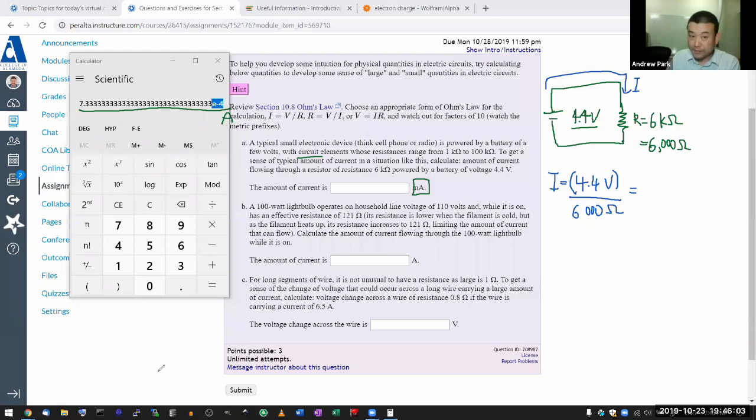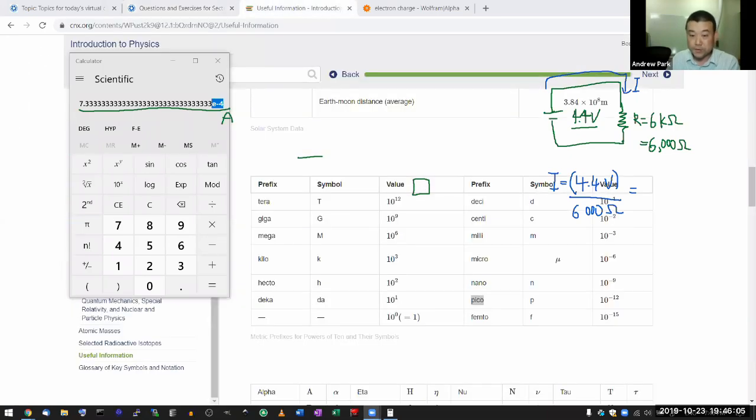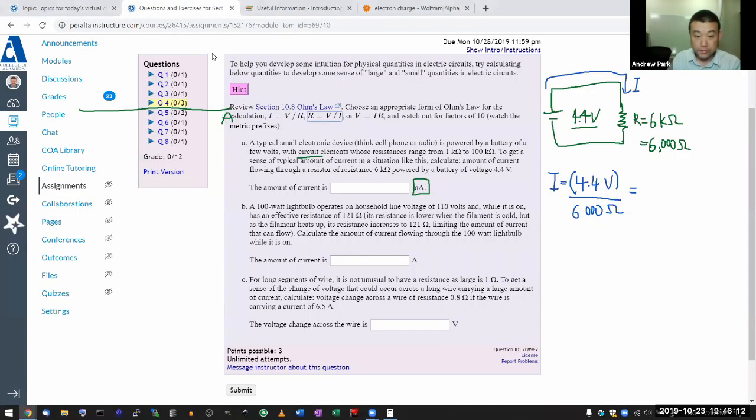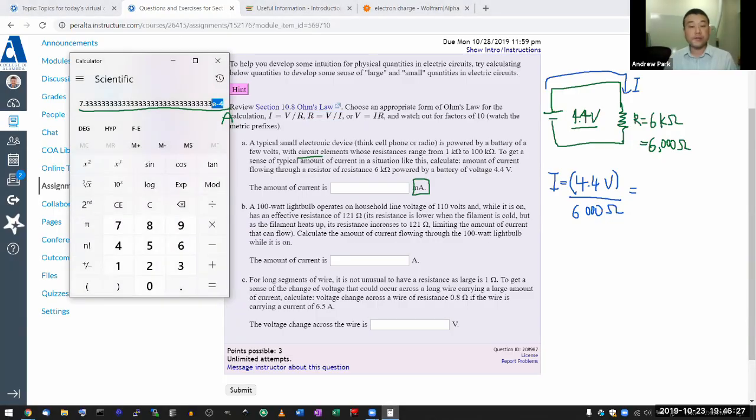And if you have forgotten, in the useful information, you can see that milli stands for 10 to the power of minus 3. So what I'm going to do is, all right, I have this value of current in amperes, and I need to express that in milliamperes. So let me write this out, 7.33 times 10 to the minus 4, that is in amperes.